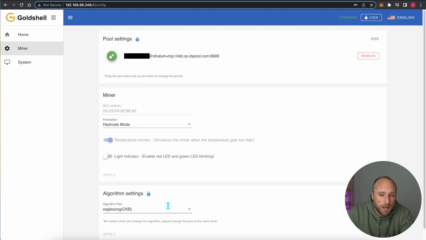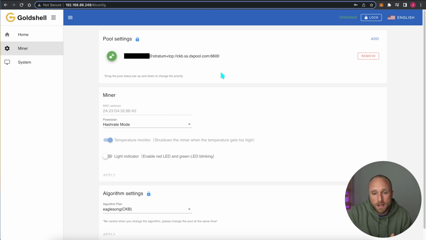Another thing to note here is the algorithm settings. This is an ASIC device, an application-specific integrated circuit miner. So it's a purpose-built machine, and it only mines the Eaglesong CKB algorithm. So you can't use this device to mine different cryptocurrencies in the future. It's specifically made to mine the CKB token.